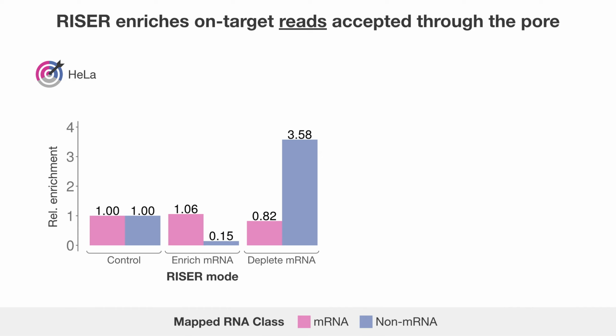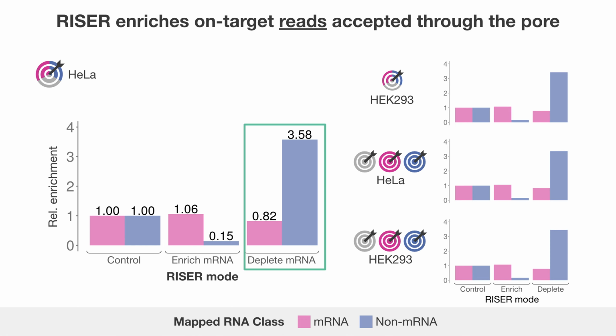We found that among the reads that RISER accepted through the pore, the target RNA class was enriched while the off-target class was depleted. When the goal was to enrich mRNA, the mRNA reads in pink increased and the non-coding or the non-mRNA reads in blue decreased, and vice versa when the goal was to deplete mRNA. The same enrichment trends were observed in all experiments.